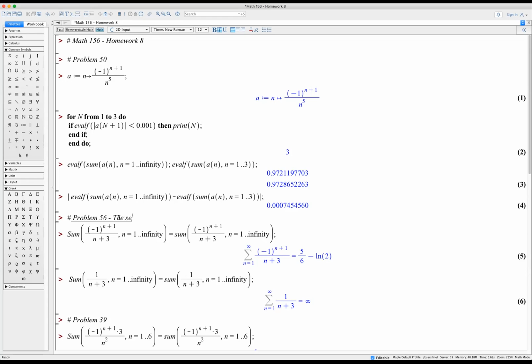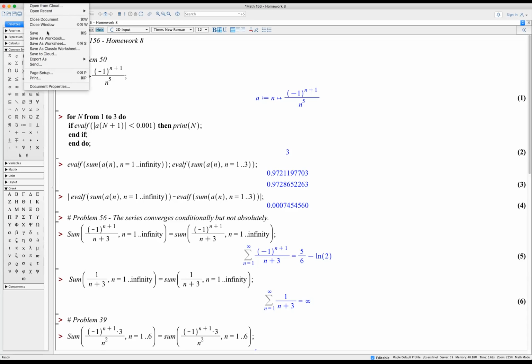So what we see is the series converges conditionally, but not absolutely. All right. Is that okay? Yes.